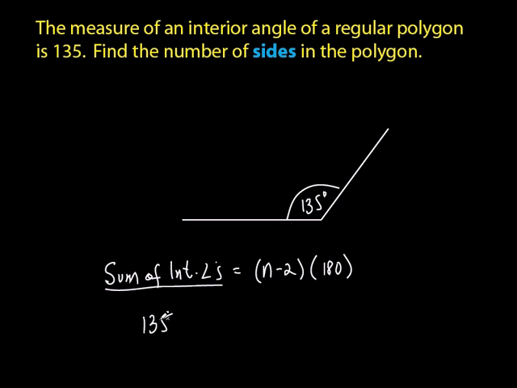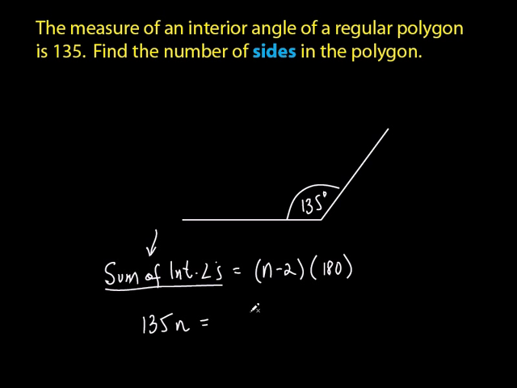But what would we have to do? This is the part that's a little tricky, so bear with me. It's 135 times how many angles you have. I think that makes sense, doesn't it? The sum of the interior angles is 135 times n, because one angle is 135. Depending on how many angles you have, you would multiply 135 times how many angles you have, and that would give you the sum of the interior angles. I think that makes pretty good sense.